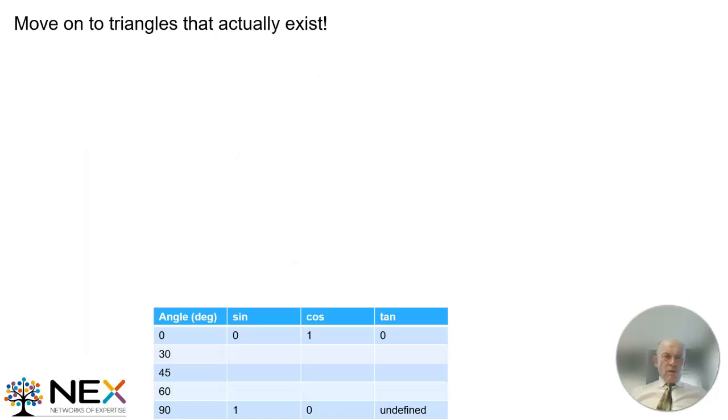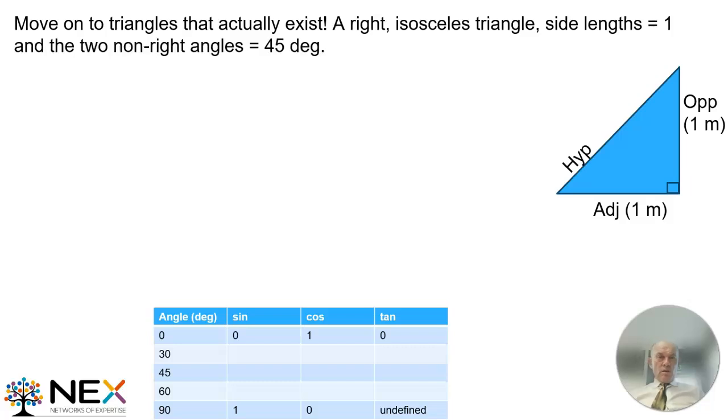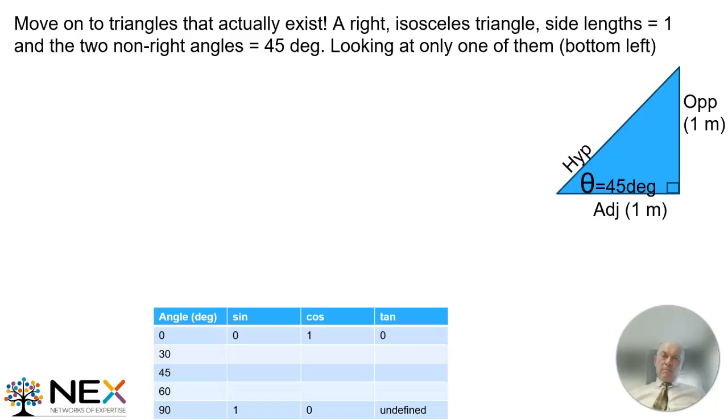Now let's move on to triangles that actually exist. First one will be a right isosceles triangle, and I'll draw it there. Side lengths are 1, and I'm putting them in there, calling them the opposite and the adjacent, and you can tell which angle I'll be working on. And the two non-right angles are 45 degrees. Let's look at only one of them, the bottom left. There it is.